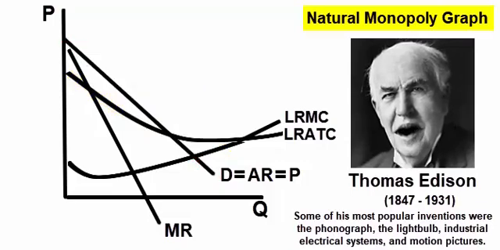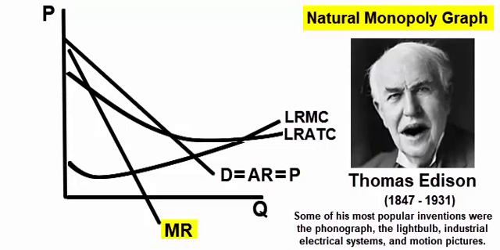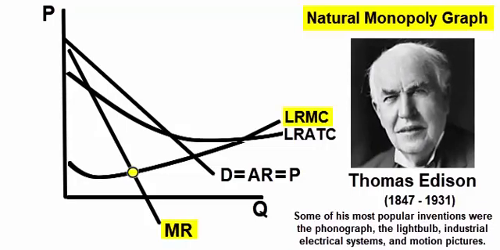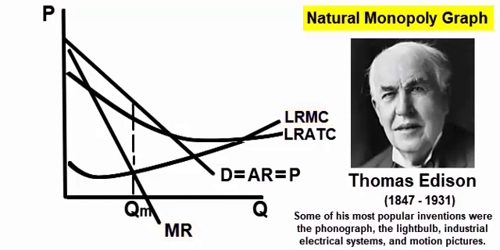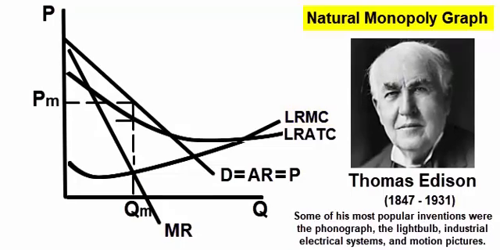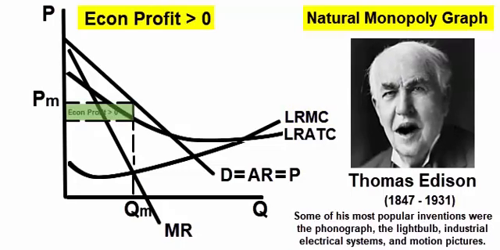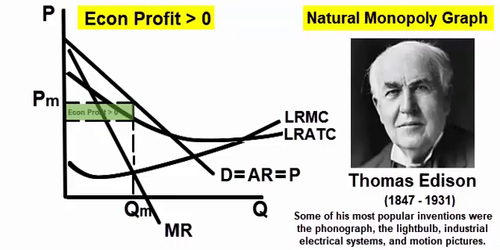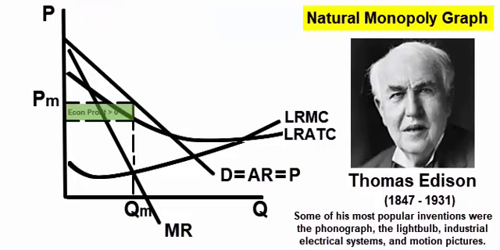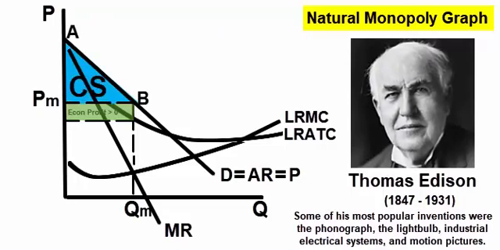Observing the graph, obviously the natural monopoly will maximize profits where MR is equal to MC. Produce a quantity of Q sub M, charge a price of P sub M, earn an economic profit greater than zero, and consumer surplus is equal to P sub M, A, B.